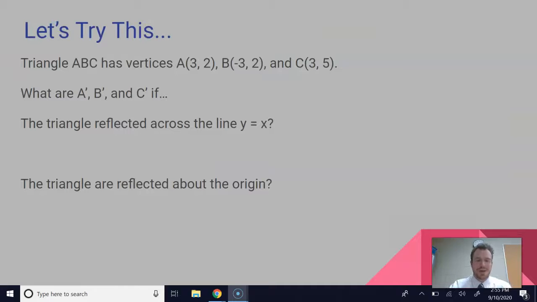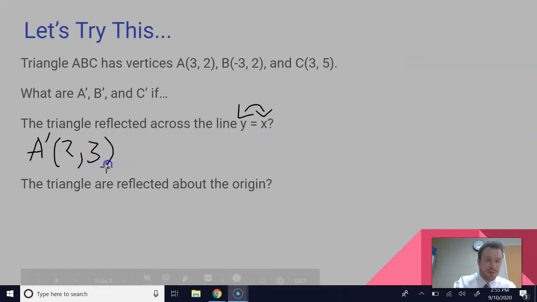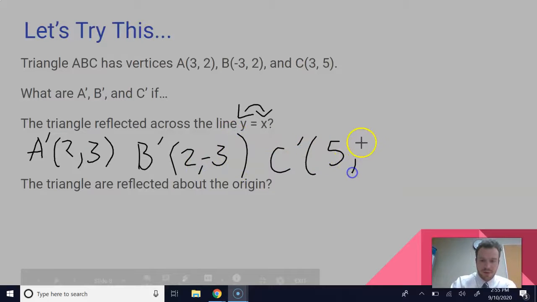So now let's try these problems. Triangle ABC has vertices A (3, 2), B (-3, 2), and C (3, 5). What are A prime, B prime, and C prime if the triangle is reflected across the line y equals x? Well, remember, y equals x, we're just going to swap the x and the y. So if I swap the x and the y of A, I get A prime, which is (2, 3). B prime is going to be (2, -3). And C prime will be (5, 3). So just swapping the x and y values.